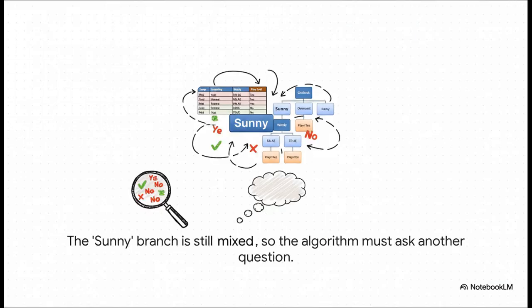But what about when it's sunny? That branch is still a mess, right? It's got a mix of both yes and no answers. It's not pure. The algorithm sees this and knows, okay, my work's not done here. It has to ask another question for just this group to try and sort it out even more. And that leads to the biggest question of all.